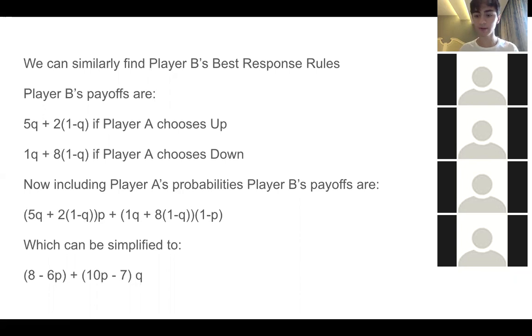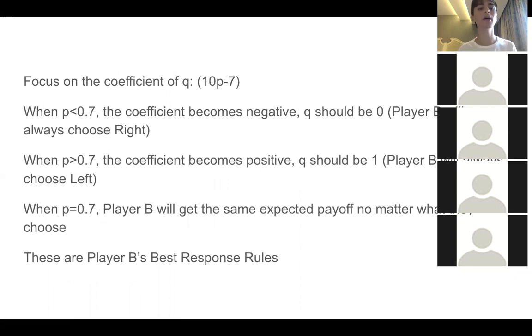Because Q is the only thing player B could change, we are only going to analyze that 10p minus 7. So when p is less than 0.7, the coefficient becomes negative, so Q should be 0. Player B is always going to choose right because they do not want to be losing expected payoff by sometimes going right. Similarly, when p is greater than 0.7, the coefficient becomes positive and player B is always going to choose left. Q will be 0, pardon.